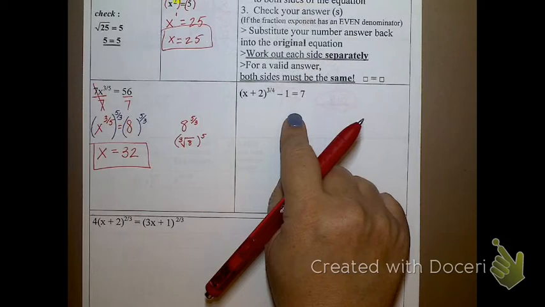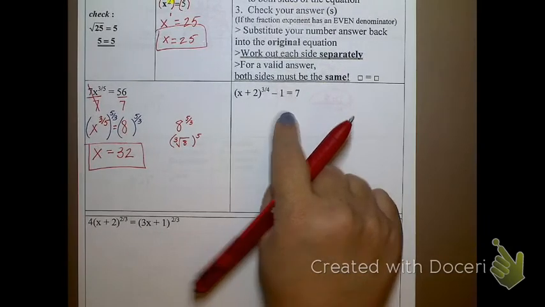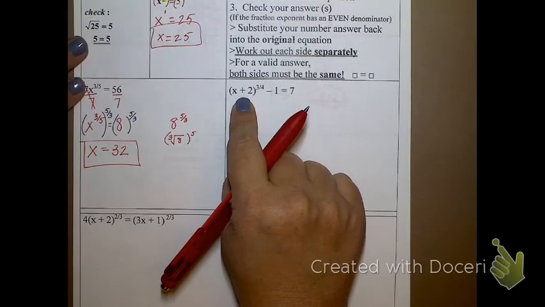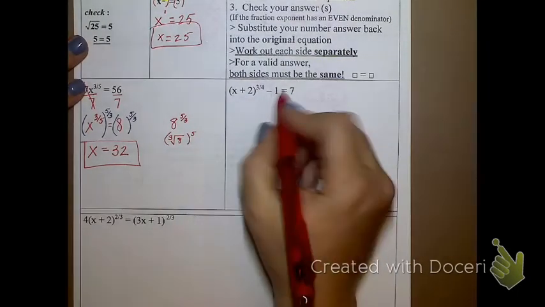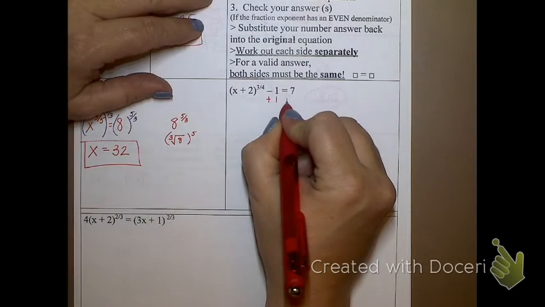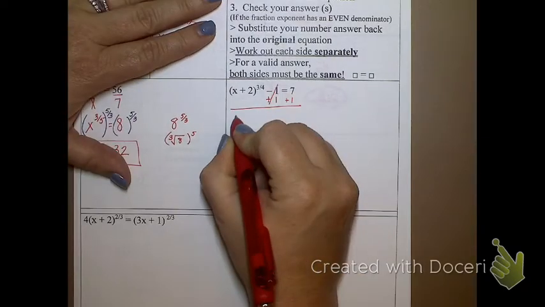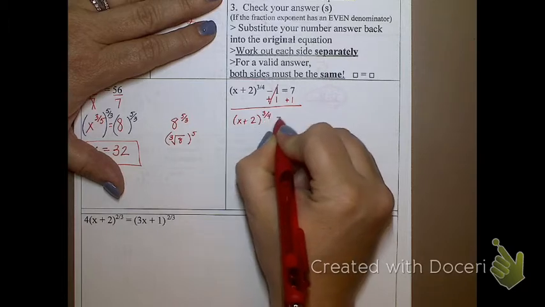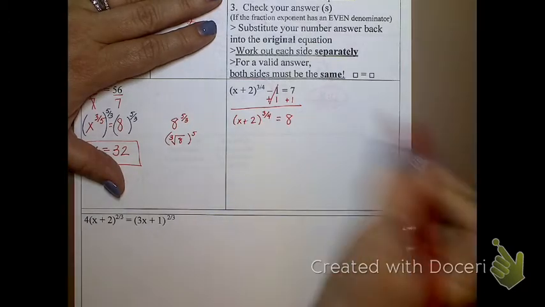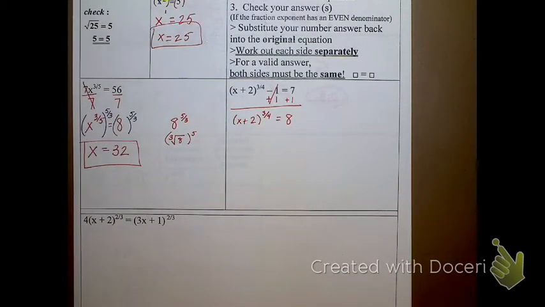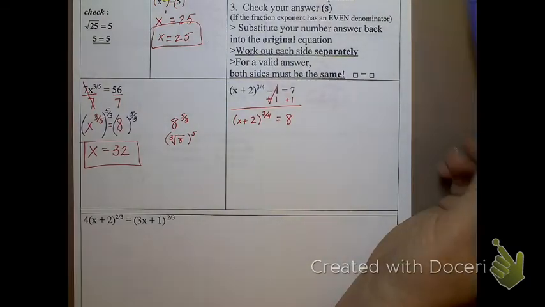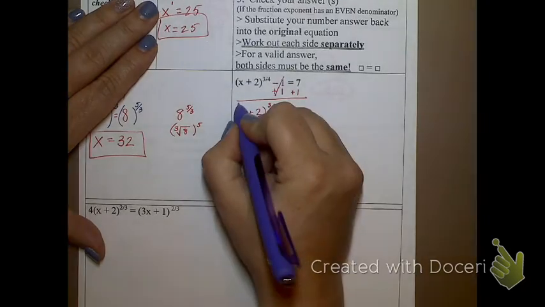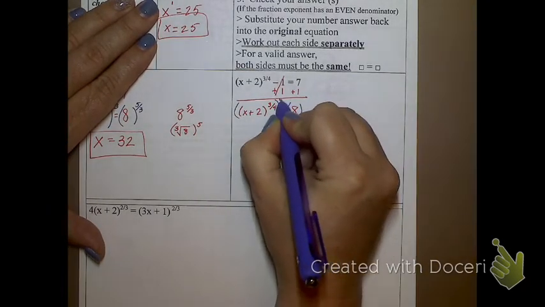All right, this time it's not just a variable that has the exponent. It's this parentheses. So I have to get that parentheses by itself. So what do I need to move first? The 1, because I've got to get that parentheses by itself. So that leaves me with x plus 2 to the 3/4 power equals what? 8. Now that I have my exponent term by itself, what am I going to do? Raise both sides to the what power? 4/3.